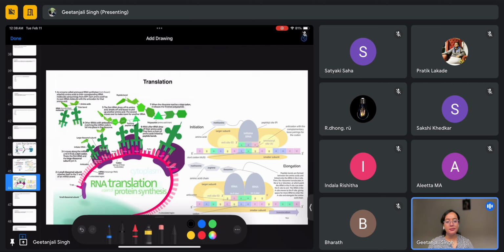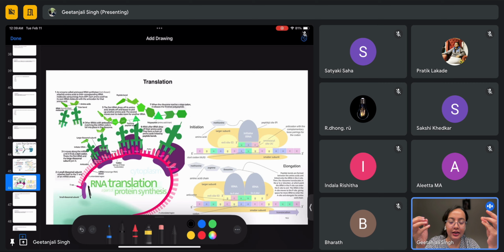Let's briefly discuss translation here as well. Translation is the process by which mRNA makes protein, and the synthesis of protein takes place in the ribosome. As you're well aware, a ribosome has two units, a smaller subunit and a larger subunit. The smaller subunit attaches itself to the 5' end of the RNA, as you can see here.